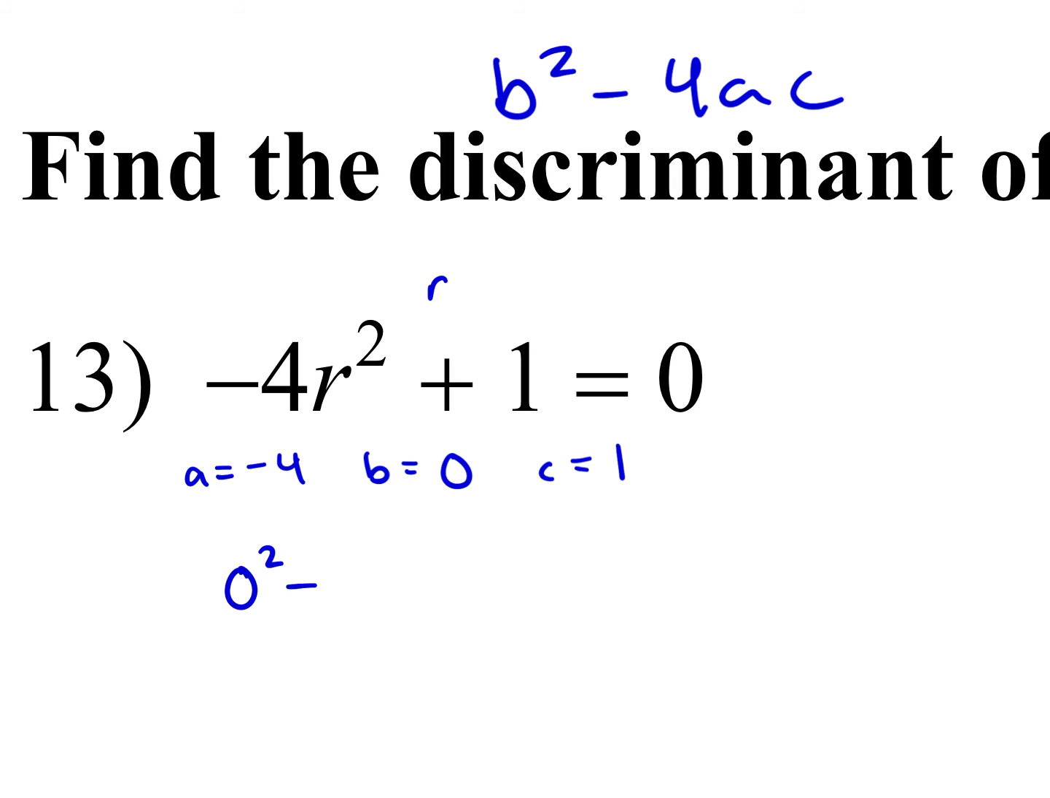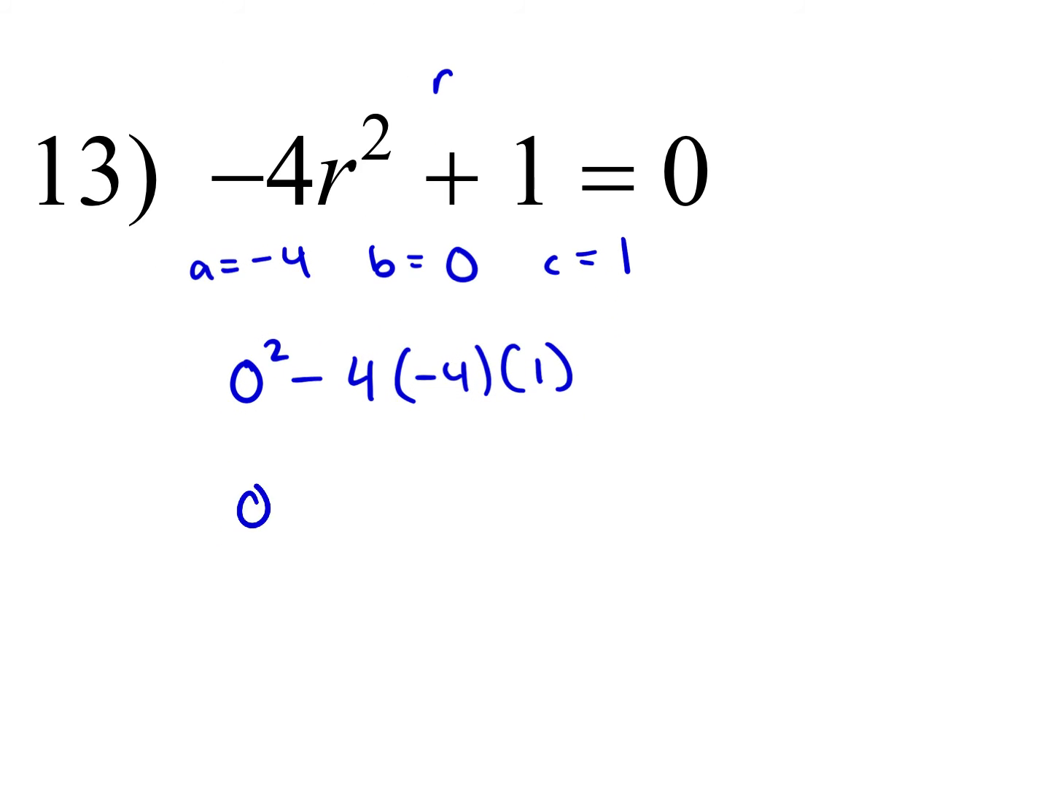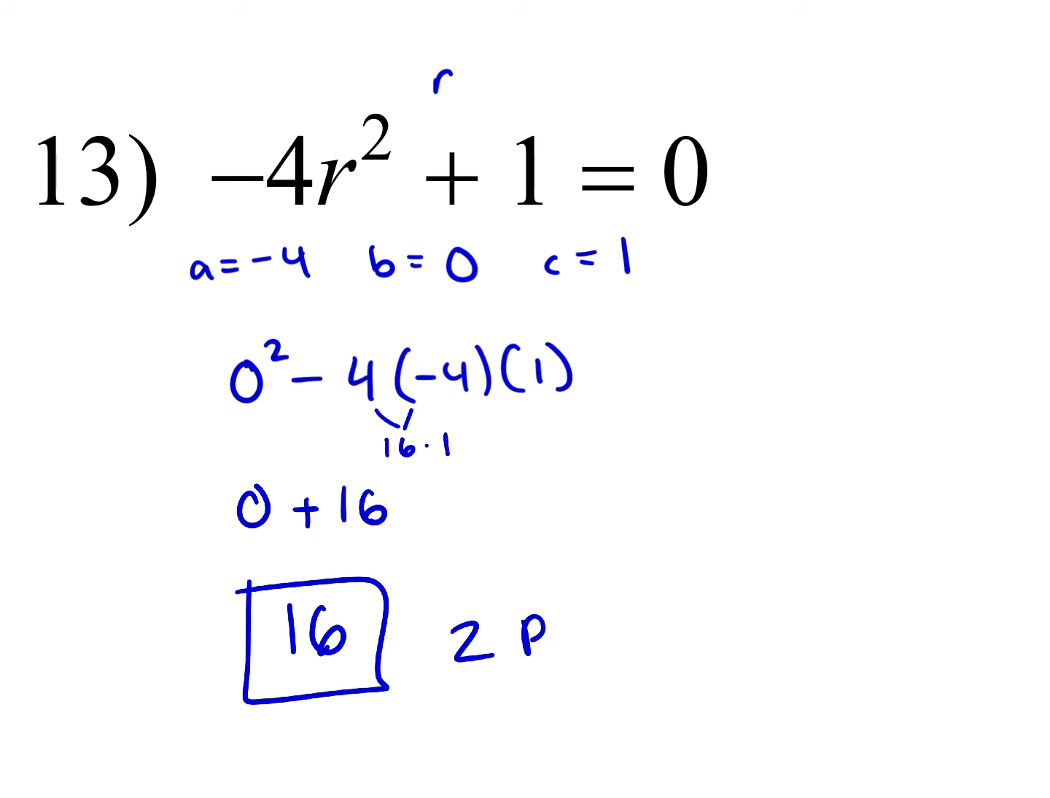We have 0 squared minus 4 times -4 times 1. So 0 squared is just 0. What's -4 times -4? 16, and 16 times 1? 16. So it would be positive 16. 0 plus 16? 16. So 16, is it positive or negative? Positive. So how many solutions do we have? 2 real solutions.